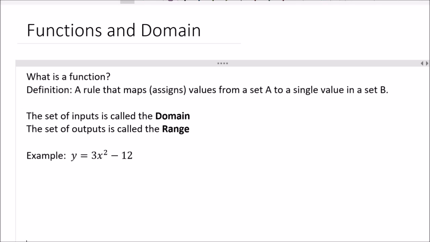Today we're going to be looking at functions and their domains. So first, let's talk about what is a function. Simply, a function is a rule that maps, or you could say assigns, values from one set into another. And I say here it's set A and set B. Those are just arbitrary letters as placeholders, but from one set into another.